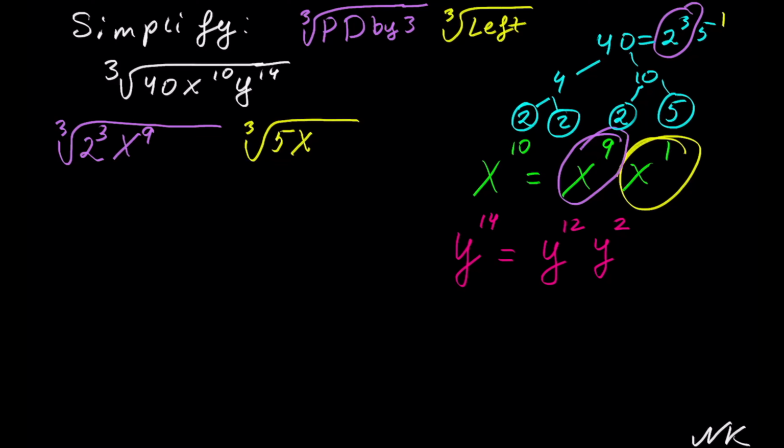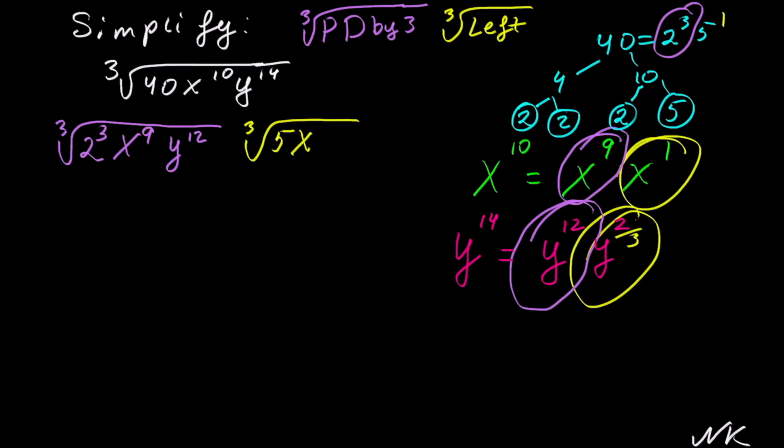So we have successfully broken down y to the 14th into y to a power that is divisible by 3. So y to the 12 is our perfect cube times the leftover y to the second, because we cannot divide 2 by 3 evenly. So y to the second will go into our leftover root. So we have the cube root of 2 to the third, x to the 9th, y to the 12th, times the cube root of 5x y to the second.